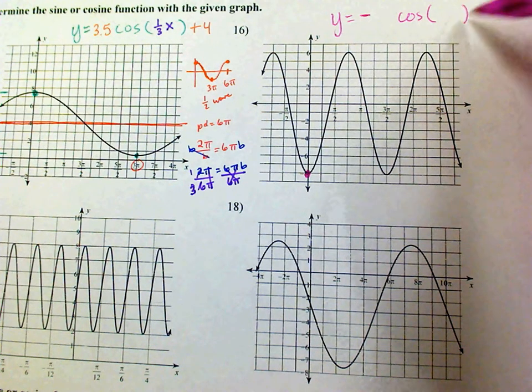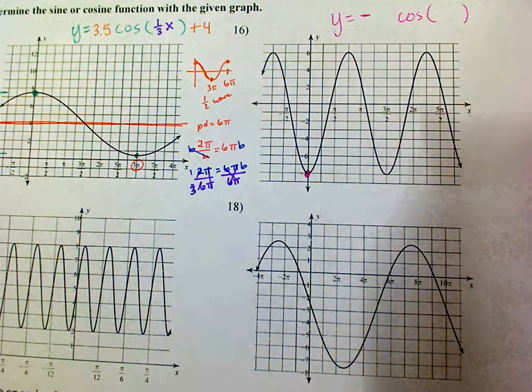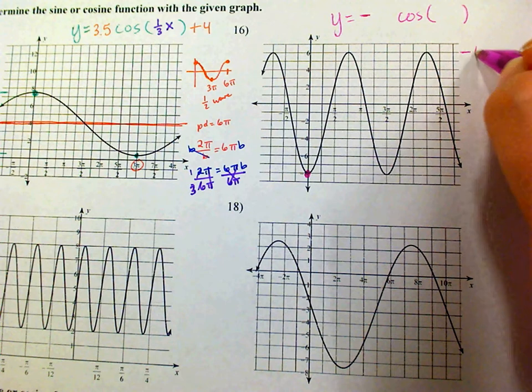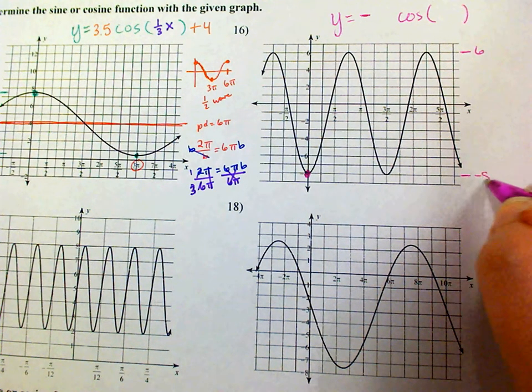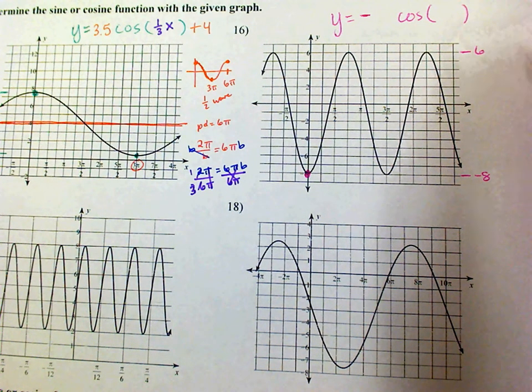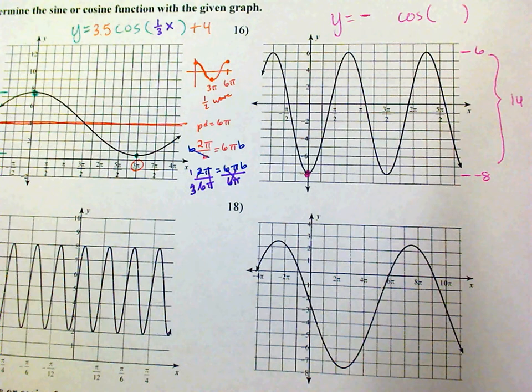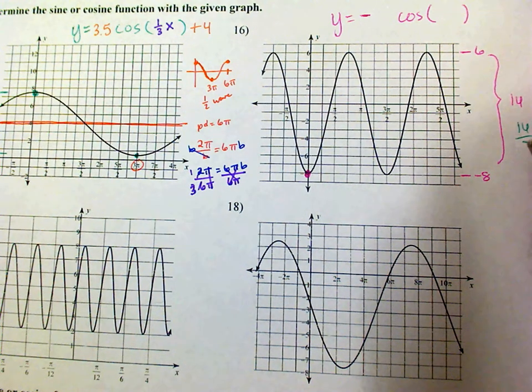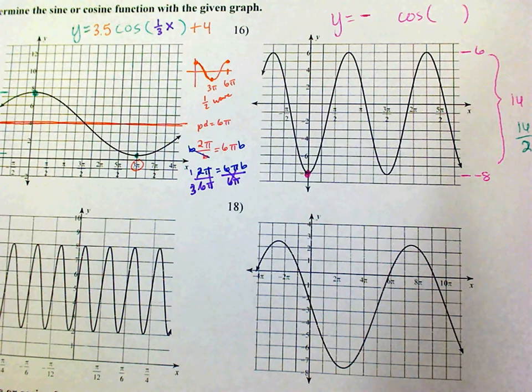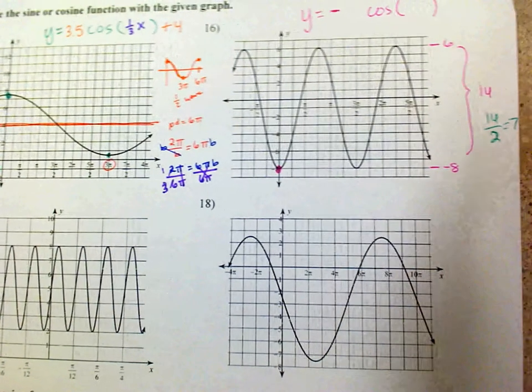And if I add the distance, or if I add 6 and 8 together, then I get the total distance, which is 14. Now if I take 14 and cut it in half, then I get my amplitude, which is 7. Okay, so what I know is that if I go 7 up from -8 or 7 down from 6, then I get to my midline. And so that means we're at -1.